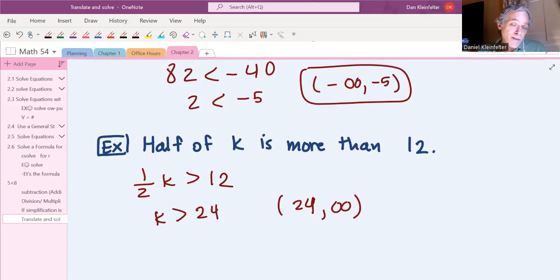If you multiply or divide both sides by a positive, same thing, the order stays the same. The one thing that you have to be really careful of is if you multiply or divide both sides by a negative, then the direction on the inequality sign switches.